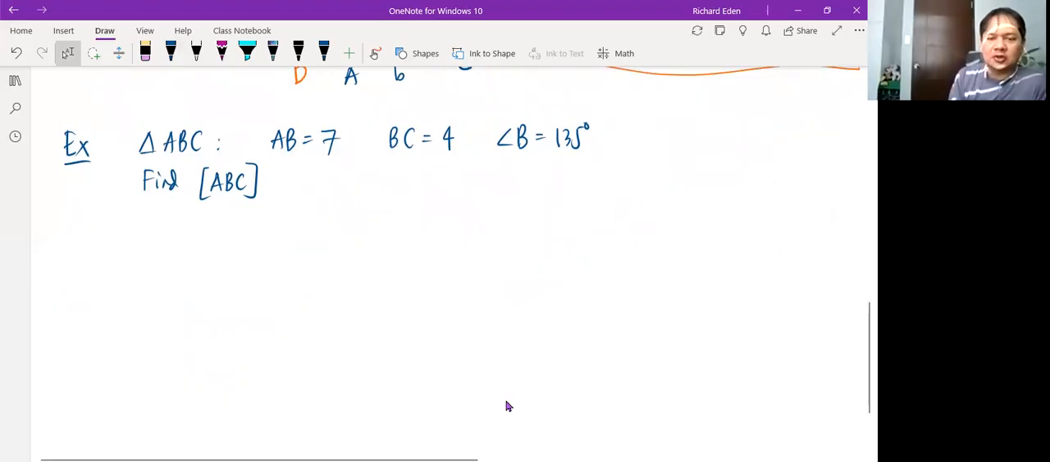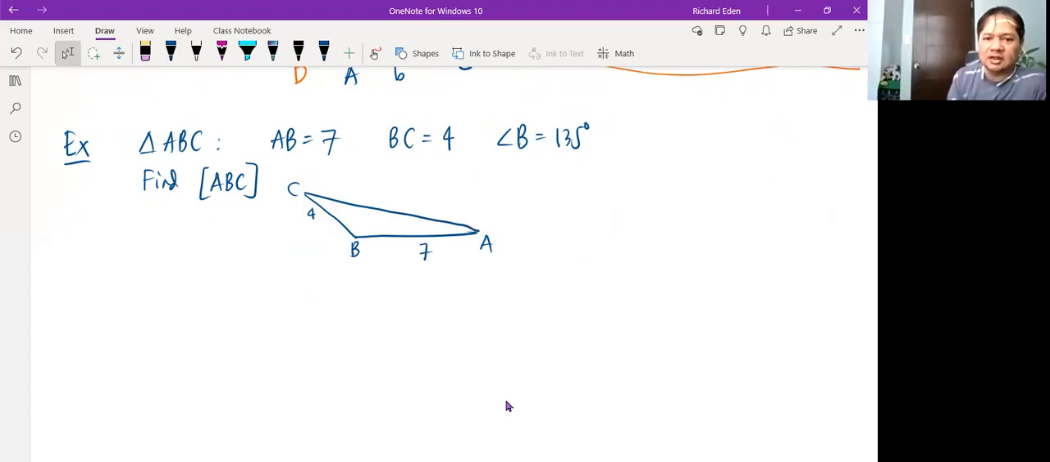Okay, sorry to draw this. B is obtuse, 135 degrees. And then we have the shorter side, BC, which is 4, and the longer side, AB, which is 7. And we are interested in finding the area of triangle ABC, given the data that we have here.